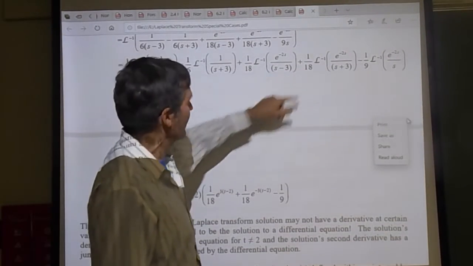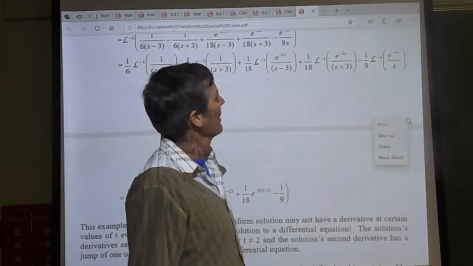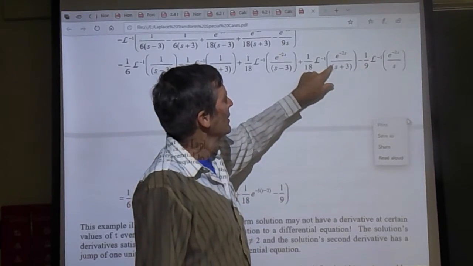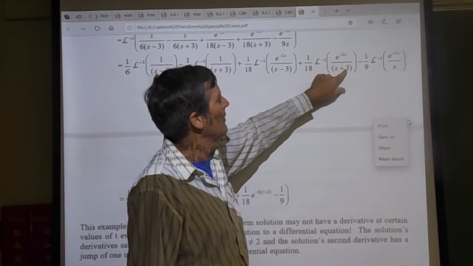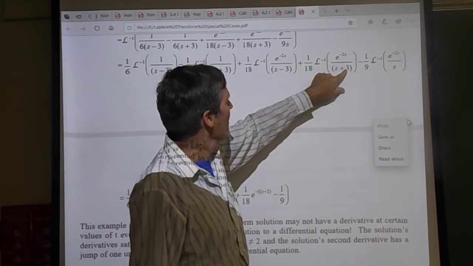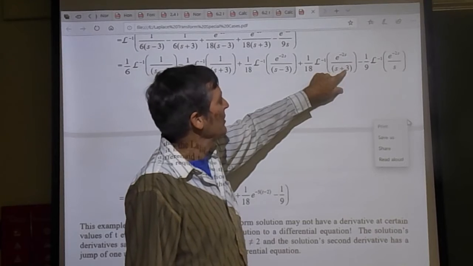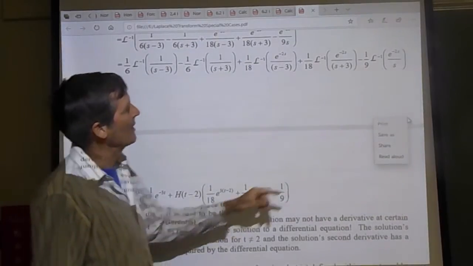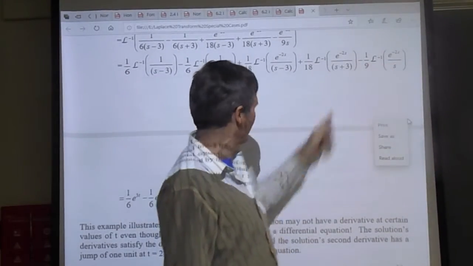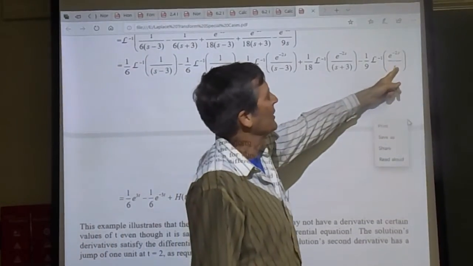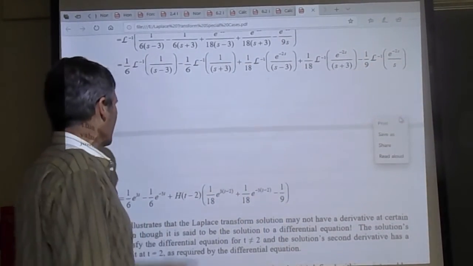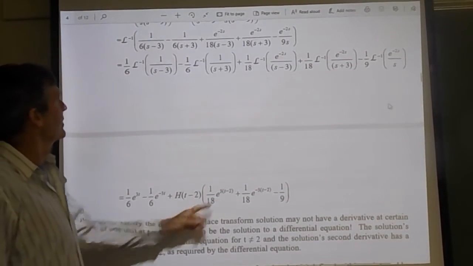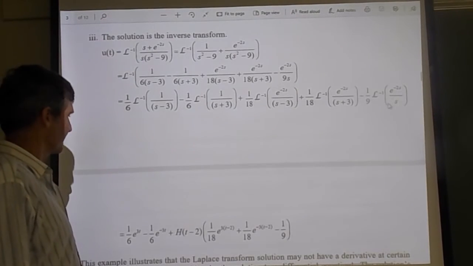And over here, 1/18 e to the minus 2s makes that h of t minus 2 multiplying whatever is the inverse transform also shifted by 2. So s plus 3 is the transform of e to the minus 3t. I need to replace t with t minus 2 and multiply by h of t minus 2. So h of t minus 2 is this. And then 1 over s is the transform of 1, so I've got minus a 9th multiplying. 1 shifted is still 1. It just has to multiply the h of t minus 2. Alright, so there's the function. That's the solution of this problem.